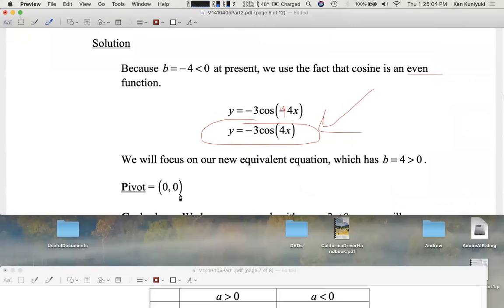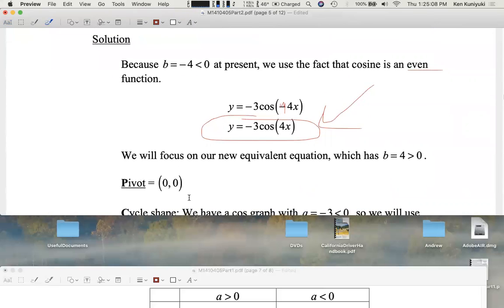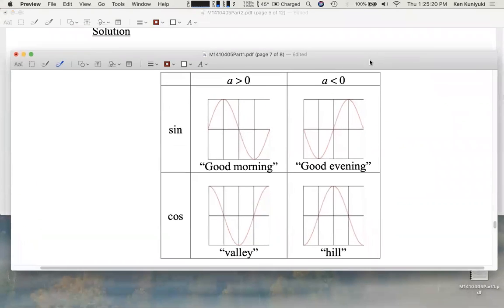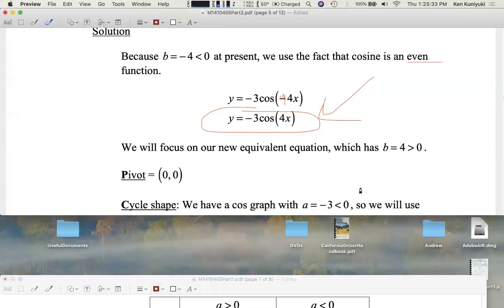The pivot is at the origin, 0, 0. We're not translating yet. Cycle shape. Okay, B is positive. I'm assuming B is positive, by the way, when we do this. We have cosine, and A is negative. You should have the cycle grid in mind. Cosine, if A is positive, we have the valley, but if A is negative, we flip over to this hill or pimple. We want this over here, the hill, if we're going to apply the frame method.